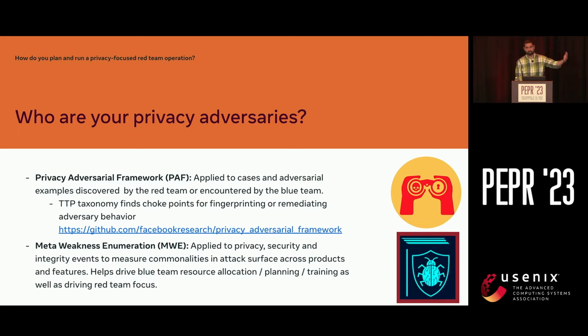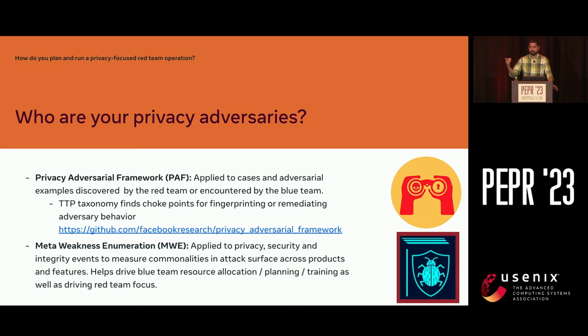But then what you also want to understand is what your attack surface looks like. So internally at Meta, we have this thing called the Meta Weakness Enumeration. I'm bound to get the question. We're not open sourcing that, but it probably wouldn't be very helpful to anyone because all of Meta's infra is completely homegrown from the ground up. So it would just be a bunch of gibberish.